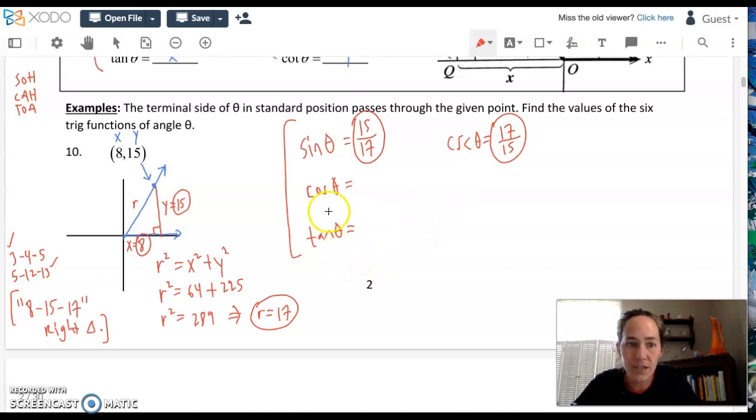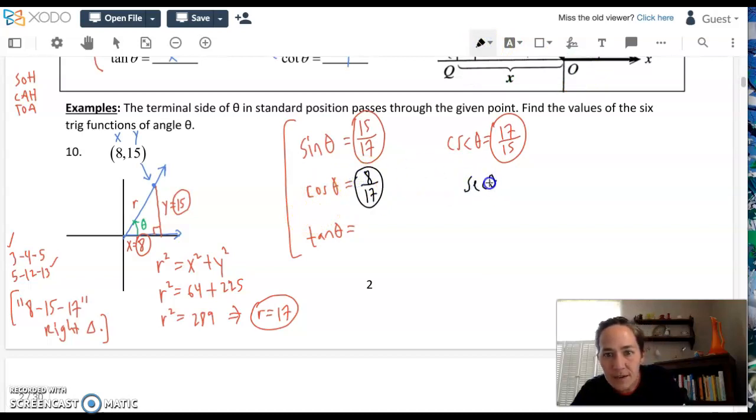All right, what is the cosine of this angle? You know what I forgot to do? I forgot to put theta on the picture too. So theta is your angle from the initial to the terminal side. We'll put theta in there. Okay, now back to business. Cosine, x over r. So 8 over 17. And its reciprocal, secant, is 17 eighths.